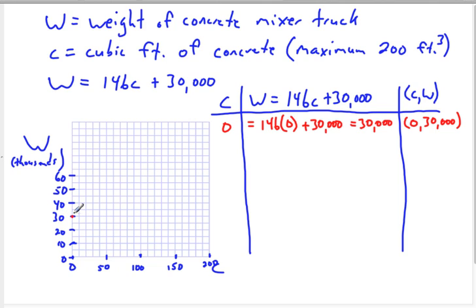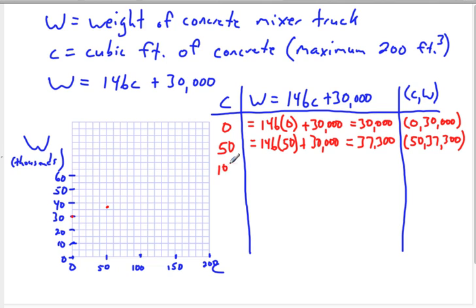All right, so 0, 30,000 goes there. 50, we'll try plugging in 50 here. And it's 146 times 50 plus 30,000. And that is going to equal 37,300. You can use a calculator for that. So 50, 37,300. It's kind of awkward to have the comma separating the numbers and then also a comma for 37,300. But can't think of a way around that right now. So 50 goes to 37,300, which is about right there. Should be on the line though. There we go.